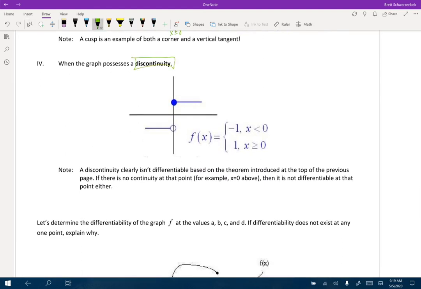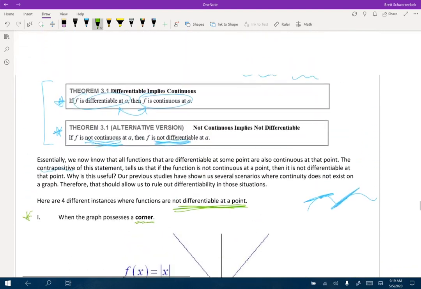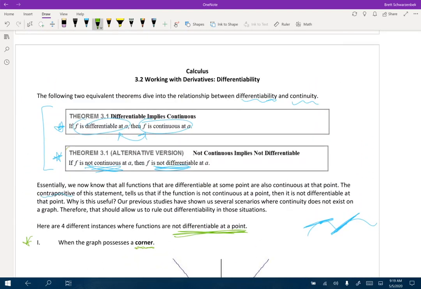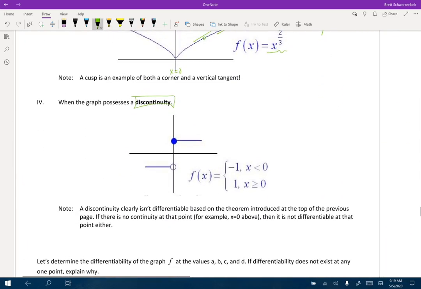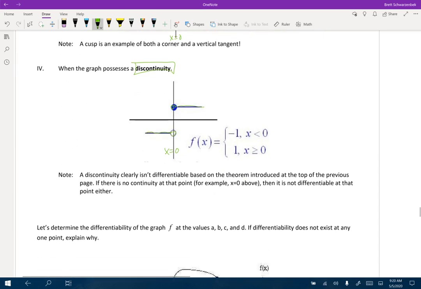Our last scenario is just a simple concept, right? And it comes straight from the definition on the front page. If f is not continuous at a, then it's not differentiable at a. So if we look again at x equals 0 right here, what is it not? Well, in order to draw this, I have to pick up my stylus, move up here, and go again, which means we know that it's not continuous at x equals 0. Therefore, it cannot be differentiable there either.